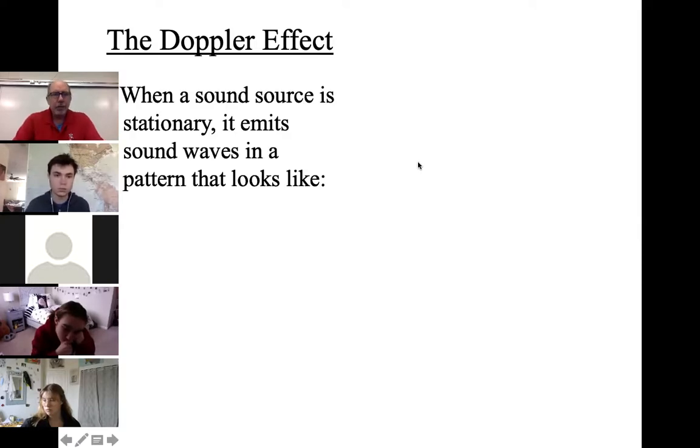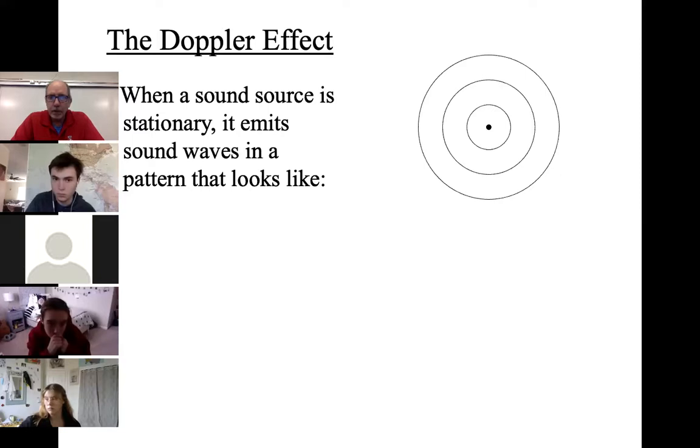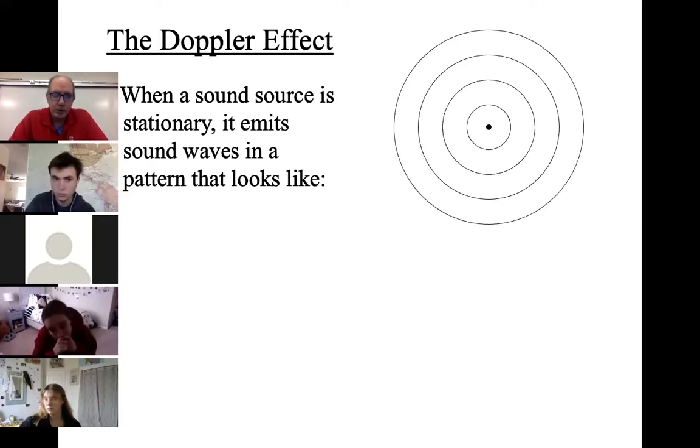When a sound source is stationary, it emits sound waves in a pattern that looks like this. It starts at the center and moves out in a circular, or truth be told, spherical manner. If I consider these lines to be compressions of the wave, the distance between the dark lines is a wavelength.